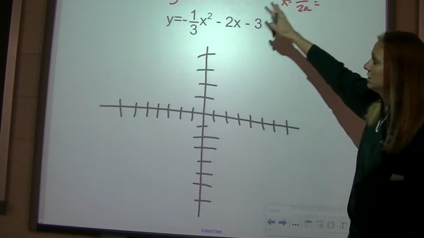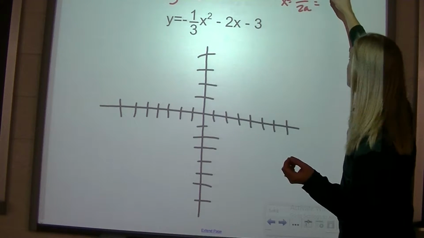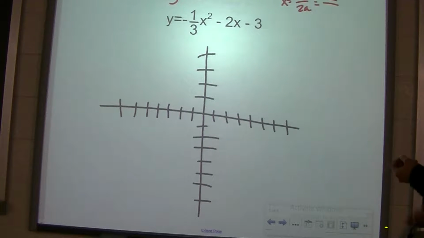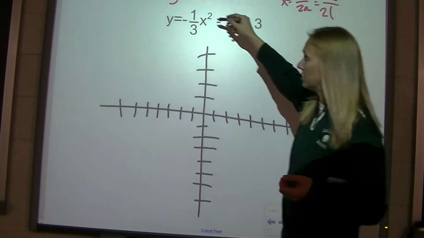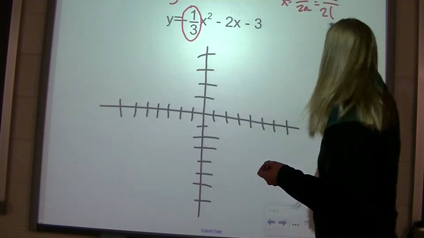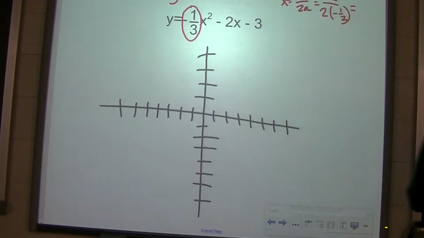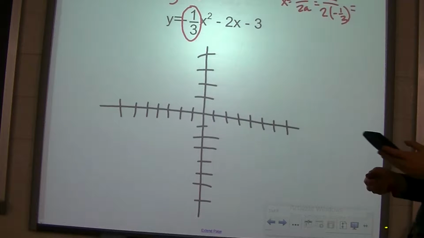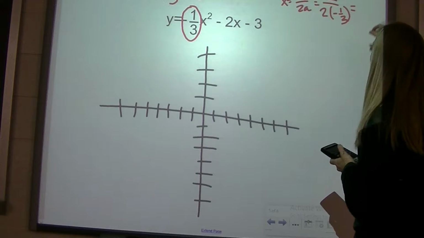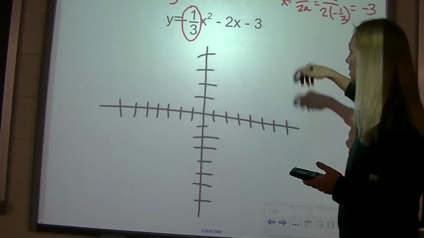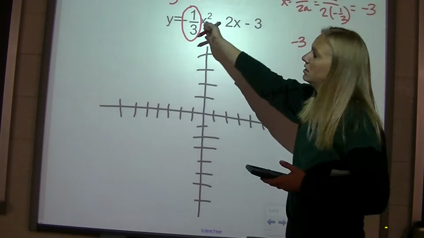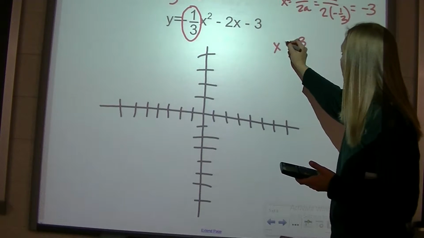So for our x coordinate, b is -2, so the opposite of that is +2. And then 2 times our a term. Well, a is -1/3 here, so it's going to be 2 times -1/3. I don't know that off the top of my head. Actually, I do, it's -2/3, but 2 divided by -2/3 is -3. So the x coordinate is -3, so we need to plug that into our original equation and find what y is.